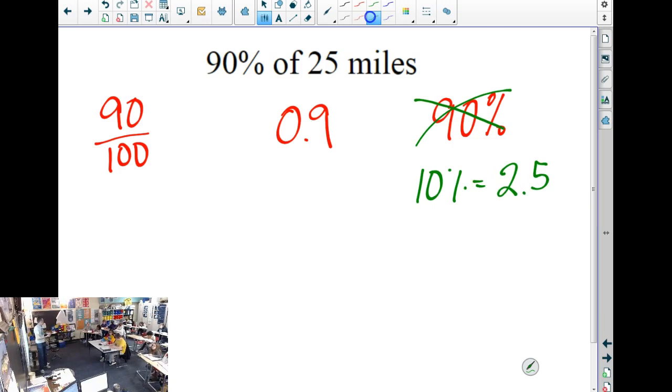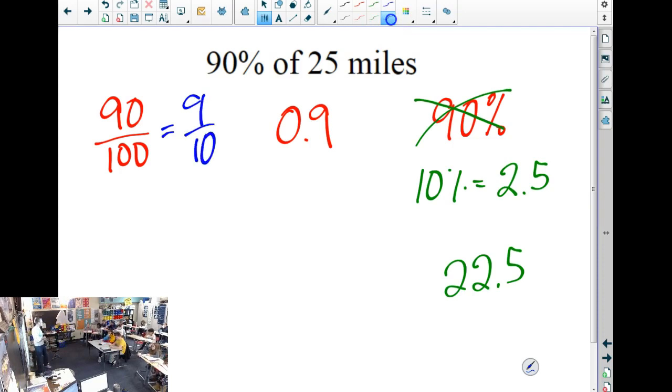Yeah, we can multiply by 9. So again, break it up: 9 times 2, 9 times a half. This would totally work. What answer did you get? 22.5. Now I heard someone else say 90 hundredths, and then I heard somebody say 9 tenths. So we have both fraction forms there.